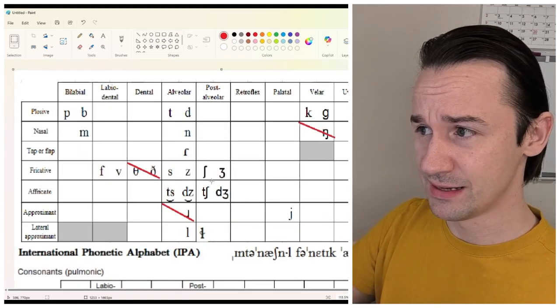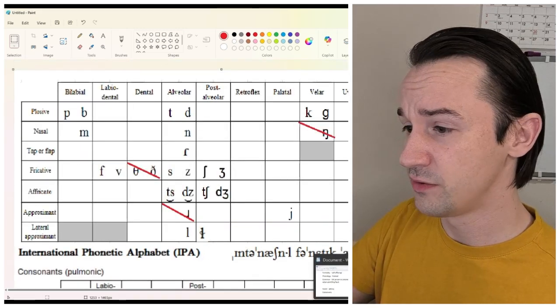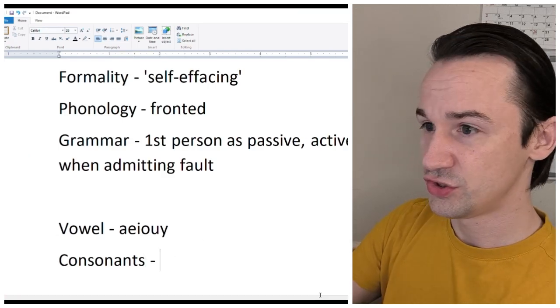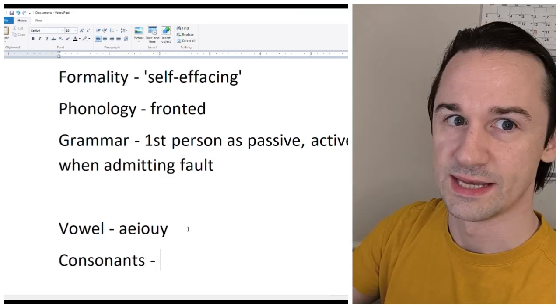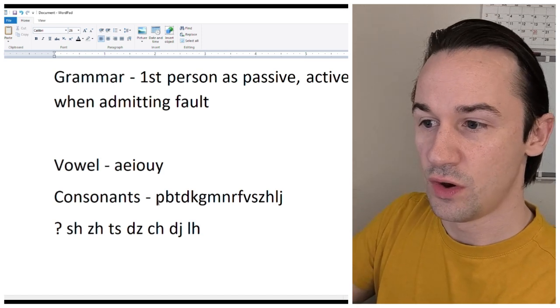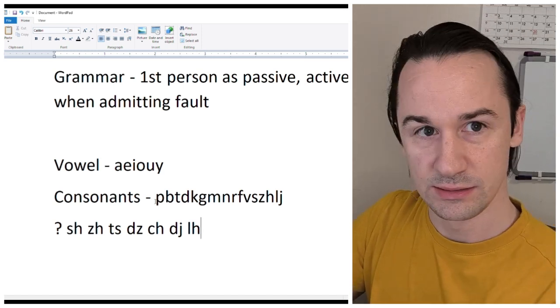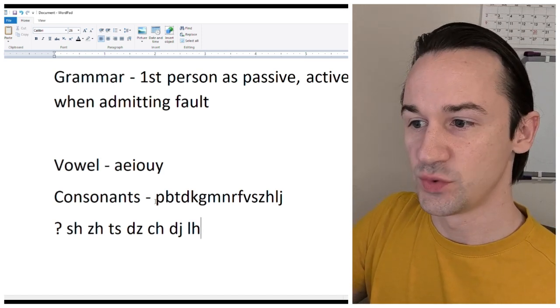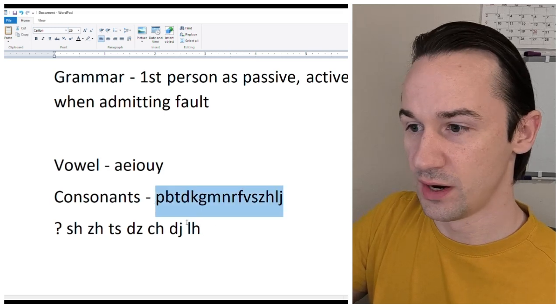So here's our basic consonant inventory, and we already know that we have our 5 vowels. Just to see this, one second. Okay, what I just did is type out all of the sounds on the consonant chart that English has a 1-to-1 use for.